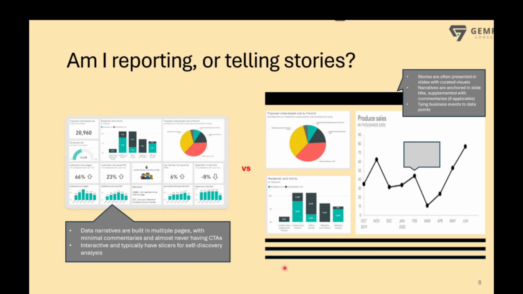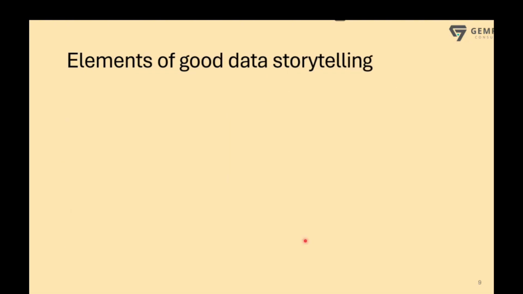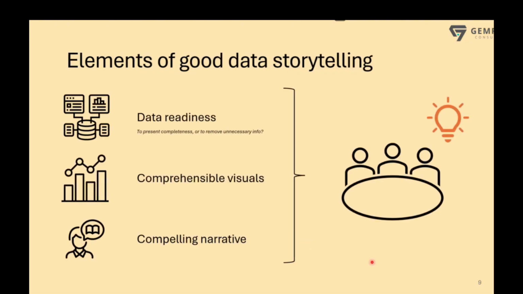So these are what I have covered earlier on the differences between a dashboard and a report. The most important criterion is that our report will have narratives. Dashboards do not have narratives. So the next thing that we are looking at would be the 3 elements of good data storytelling. We need to make sure that we have data readiness, visuals that are easy to understand, as well as a compelling narrative, to deliver insights and action items to our participants, or rather our stakeholders, right?